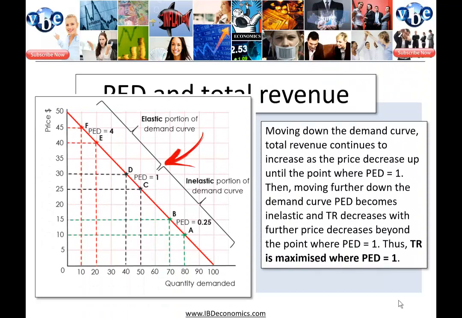Okay, moving down the demand curve, total revenue continues to increase as the price decreases up until the point where we get unit elastic demand, PED equals 1. Then moving further down the demand curve, PED becomes inelastic and total revenue decreases with further price decreases beyond the point where PED equals 1. So we know total revenue is maximized where PED equals 1, that very midpoint.